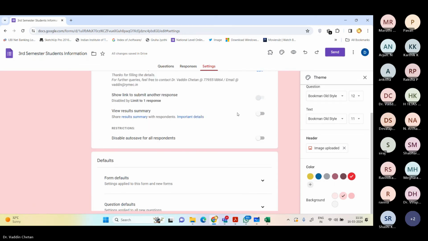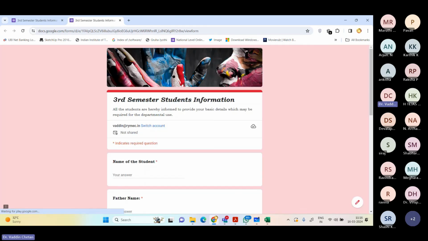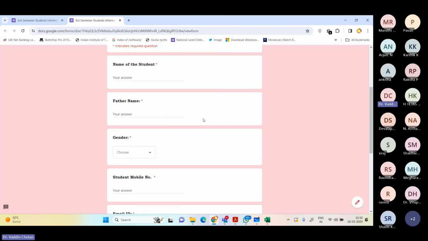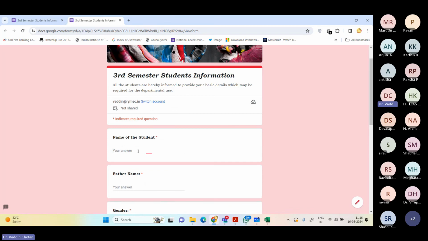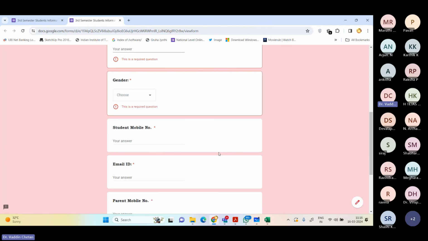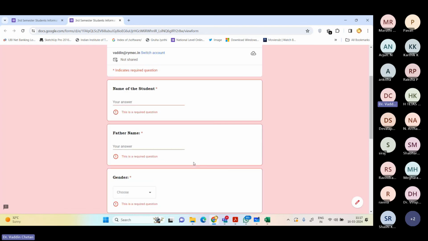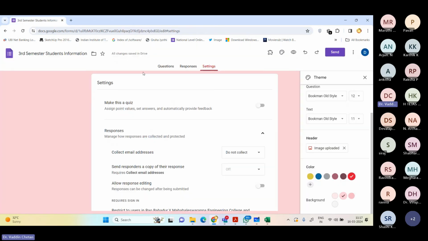Right? And the students can view the result summary. I don't need that. Now you can go with the preview to see how exactly it looks. So this is how it will look for you. First you need to enter your name, father name, gender. You can see that this is a required question, male or female, student number, email ID, parent number, and address.